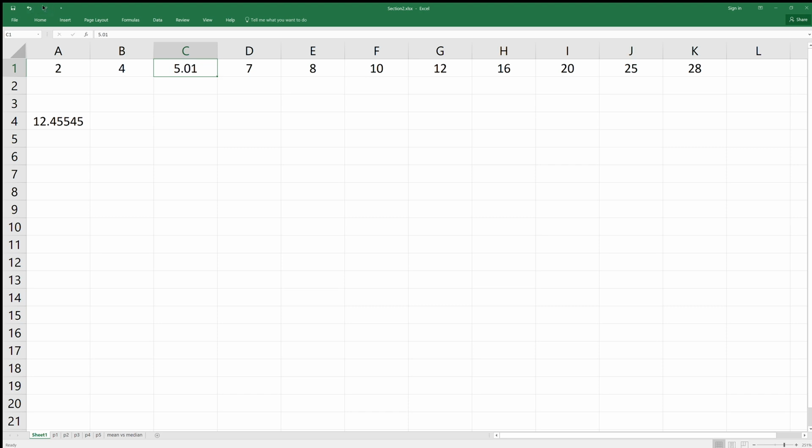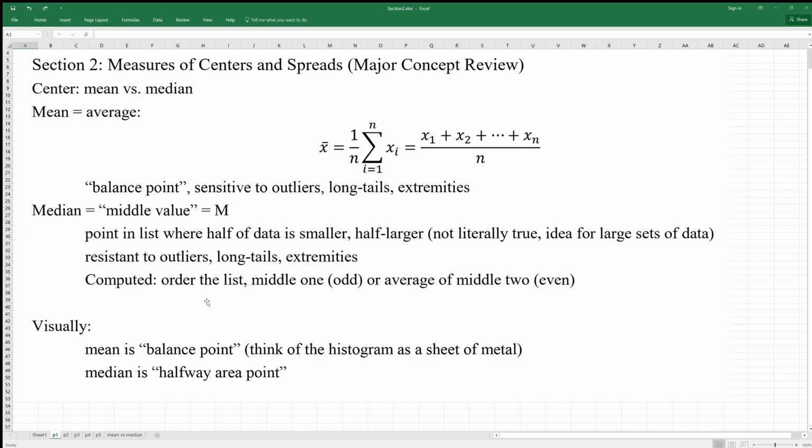It's a little subtle, but it does affect the mean, right? So the mean takes everything about the numbers into account. Change one number a little bit and it'll change the mean a little bit. Change one number a lot and it'll change the mean a lot. So there's the idea of mean.